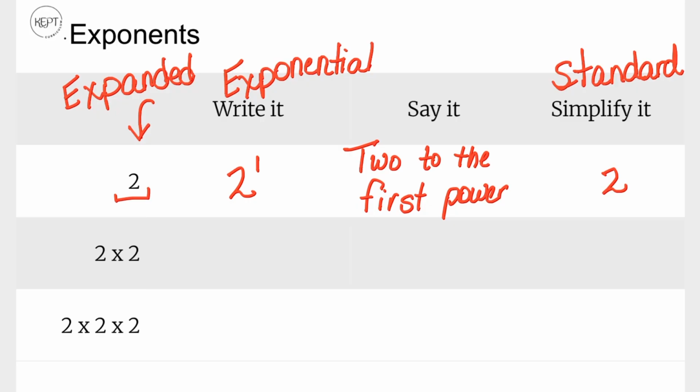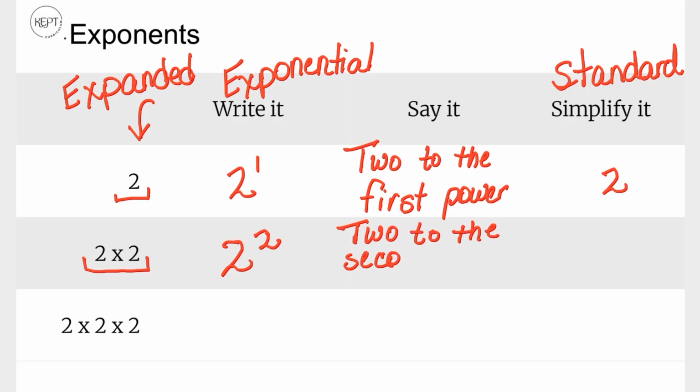Next, we're looking at 2 times 2. That means our base is written 2 times, so in exponential form, this would be 2 to the 2nd power, or 2 with an exponent of 2. Now we're going to say 2 to the 2nd power, or because this one is a little special, we can say 2 squared. Now when we do the math for this one, 2 times 2 is equal to 4. So 4 is the standard form for this product.